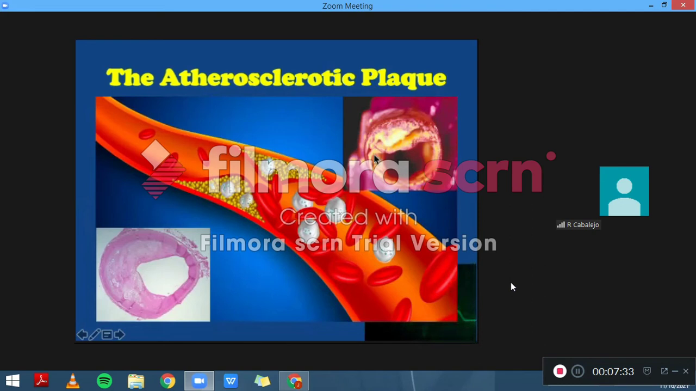If you look at it, this is your narrowed coronary artery lumen, and this is your plaque obstructing the lumen. So the growth is inwards towards the lumen. And the most vulnerable part of your plaque is the cap. This is the fibrous cap. This is the one that ruptures during an infarction.